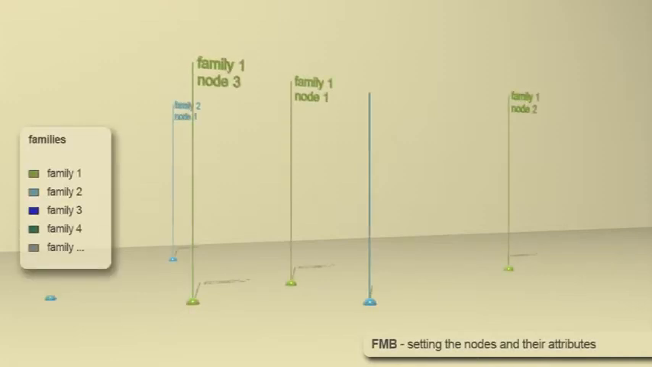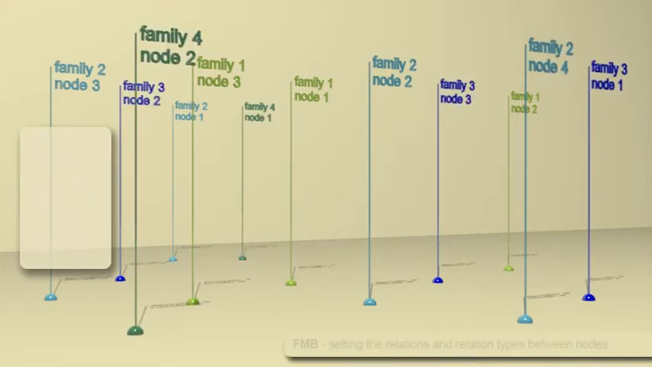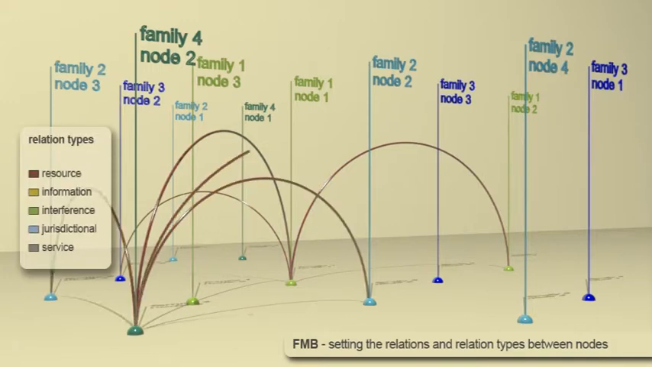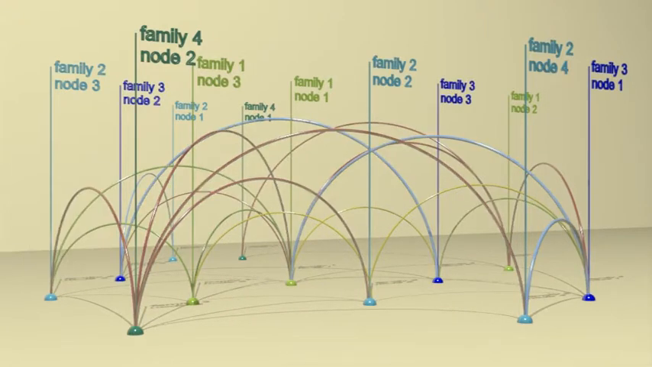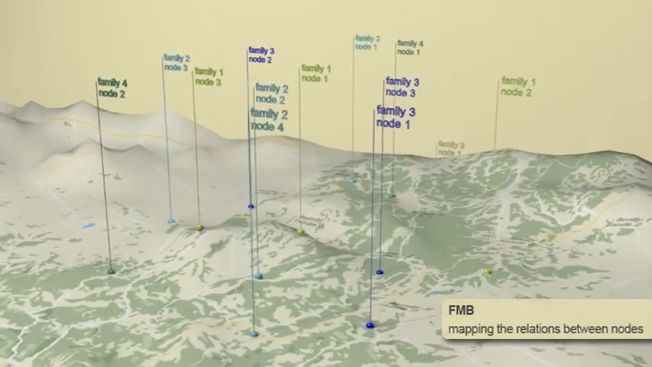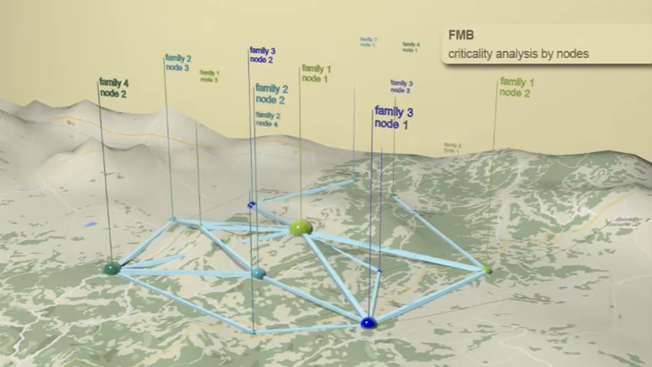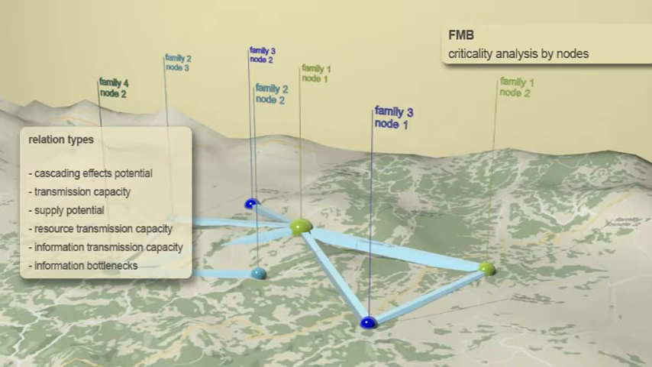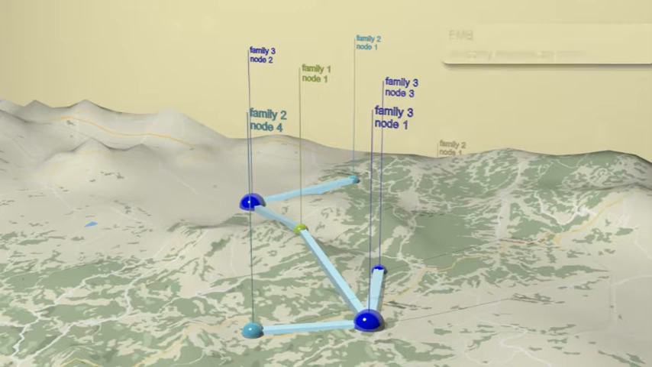The FMB's main objective is to allow practitioners to model strategic infrastructures, called nodes, as well as the relationships occurring among them. Nodes are displayed on a georeferenced map. Let's have a deeper look.